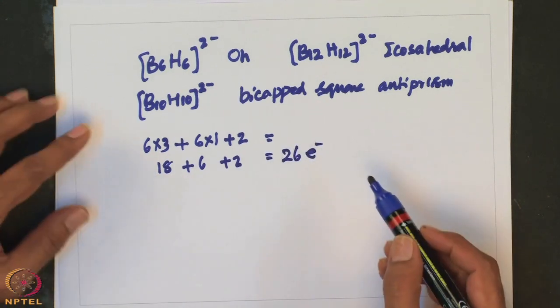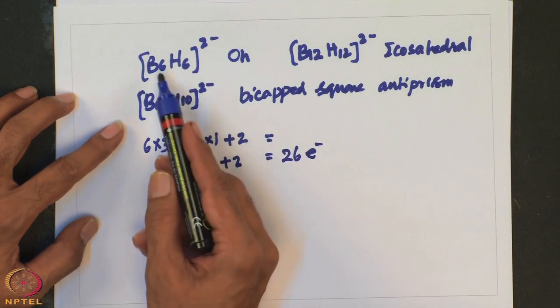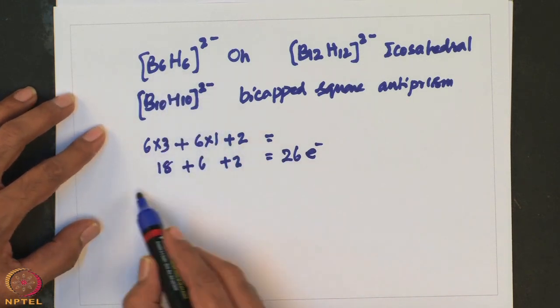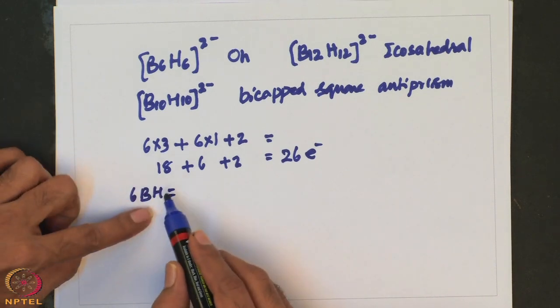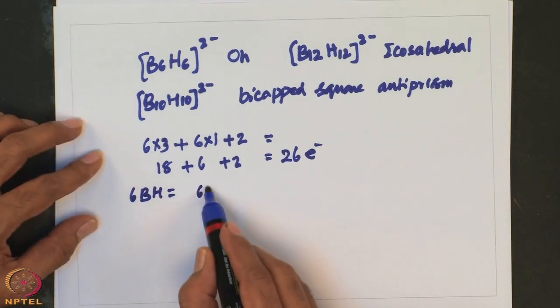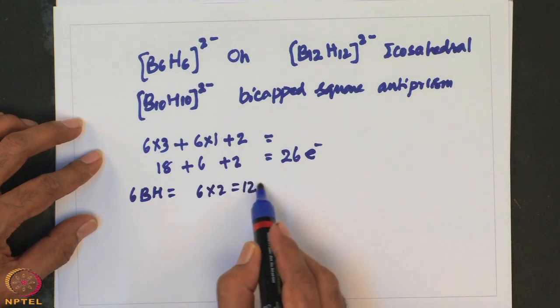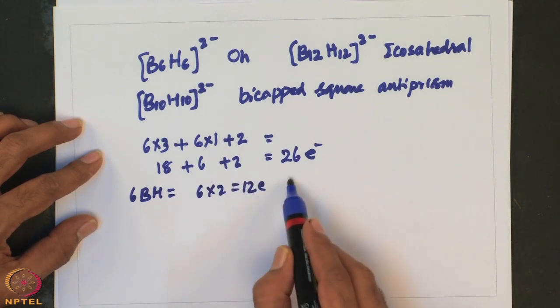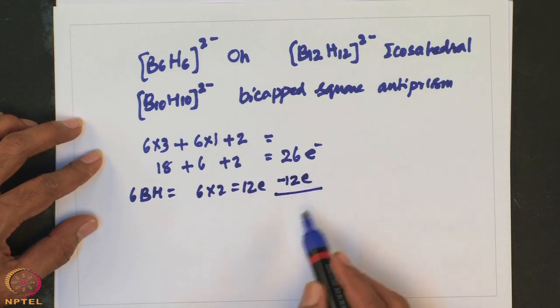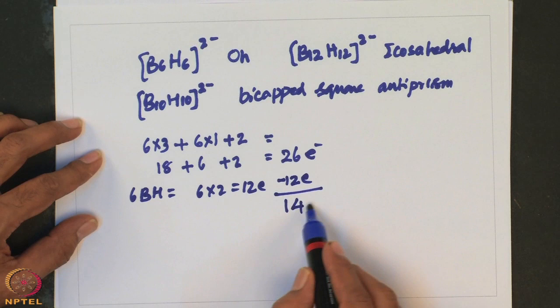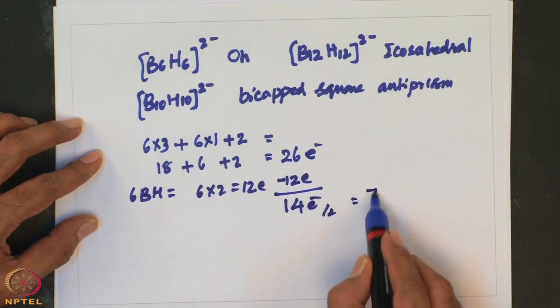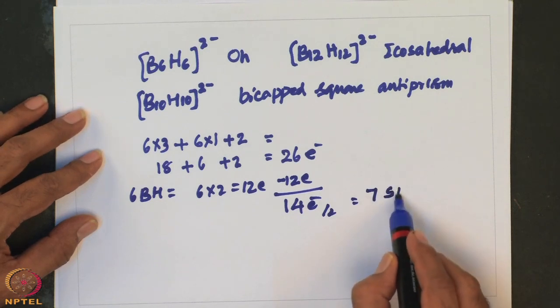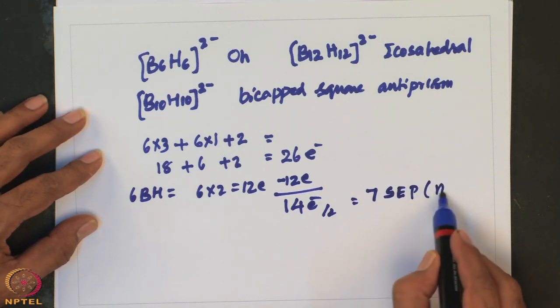electrons are there. Out of 26 electrons, we have at least 6 BH bonds. So, 6 BH bonds would require, each one requires 2 electrons. So, it requires 6 into 2 equal 12 electrons. So, remove 12 electrons from here, minus 12, so it will give you 14 electrons. So, 14 electrons divided by 2 will be 7 skeletal electron pairs, and this is n plus 1.